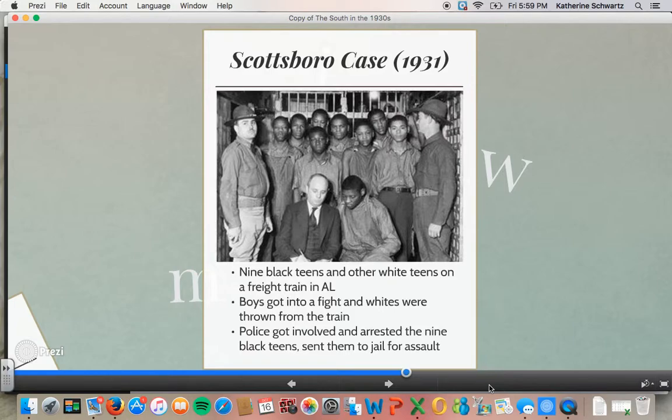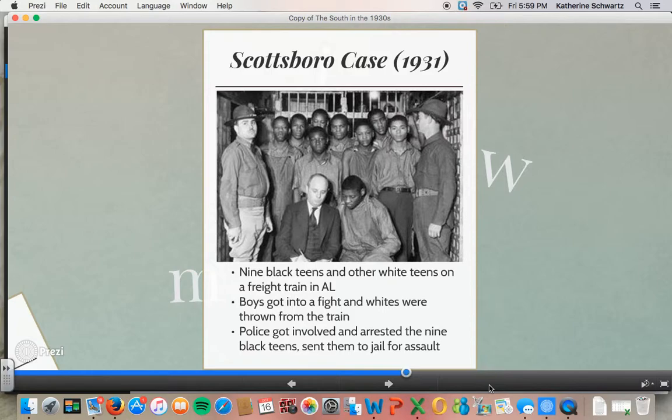Finally, one case that I found that I had never heard of before that was very, very interesting, called the Scottsboro case of 1931. So this would be about the same time as what's going on in To Kill a Mockingbird, and this also happened in Alabama. There were 9 black teenagers on a freight train going through Alabama, and they were looking for work. There were also some other white boys on the train too, and they ended up getting into a fight.